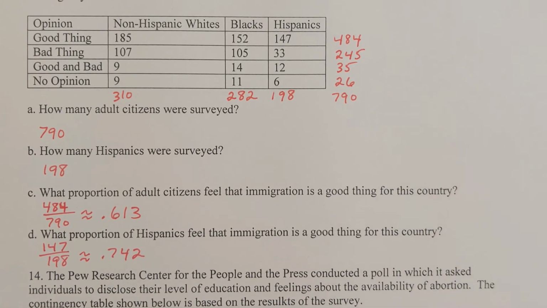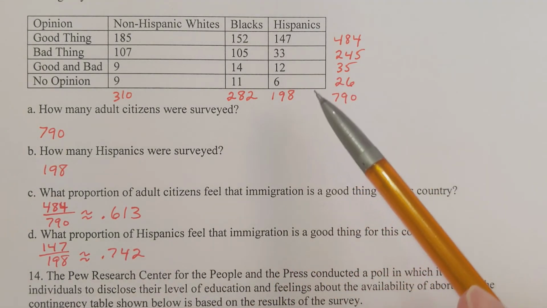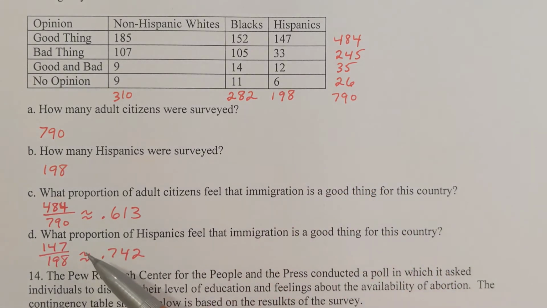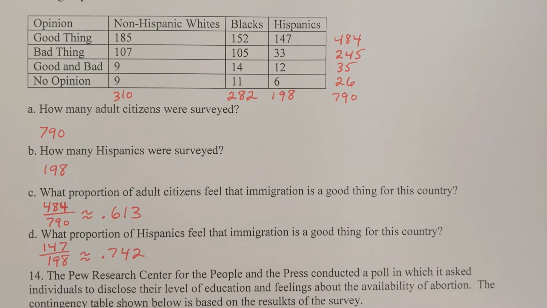Part D, what proportion of Hispanics feel that immigration is a good thing for the country? Okay, so a good thing in Hispanic, so there's 147 individuals there out of the 198 Hispanics. So I would just divide those two numbers. 147 divided by 198 is approximately 0.742 or 74.2% feel that's a good thing.